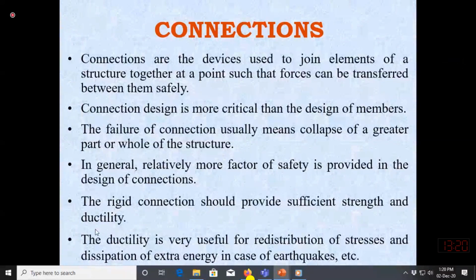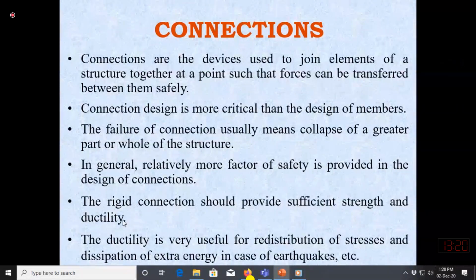Ductility means that the connection should have the required strength to resist all the applied forces safely, and it may have some ductility. It must undergo a certain deformation before failure. So failure should not be abrupt. How can we make sure? We will study the guidelines in detail. Ductility is very useful for redistribution of stresses and dissipation of extra energy in case of earthquake.